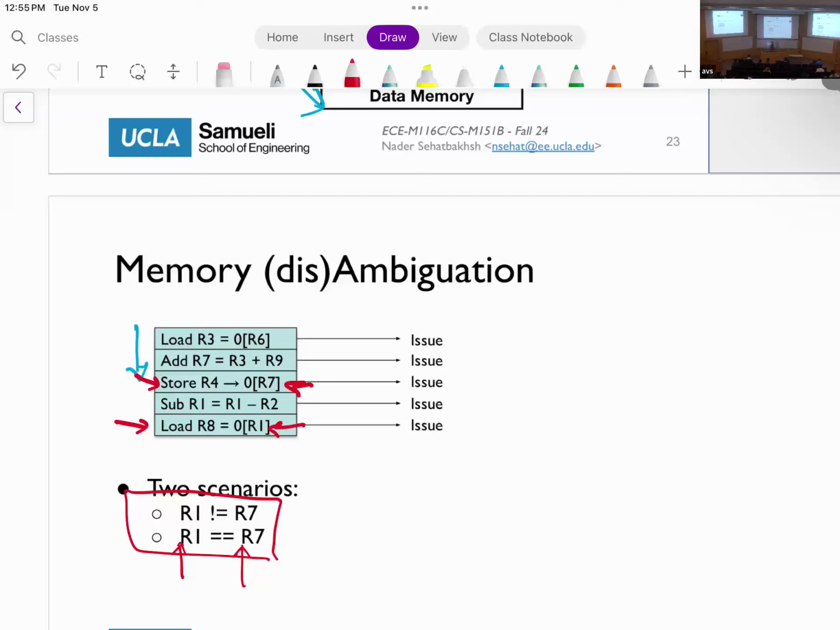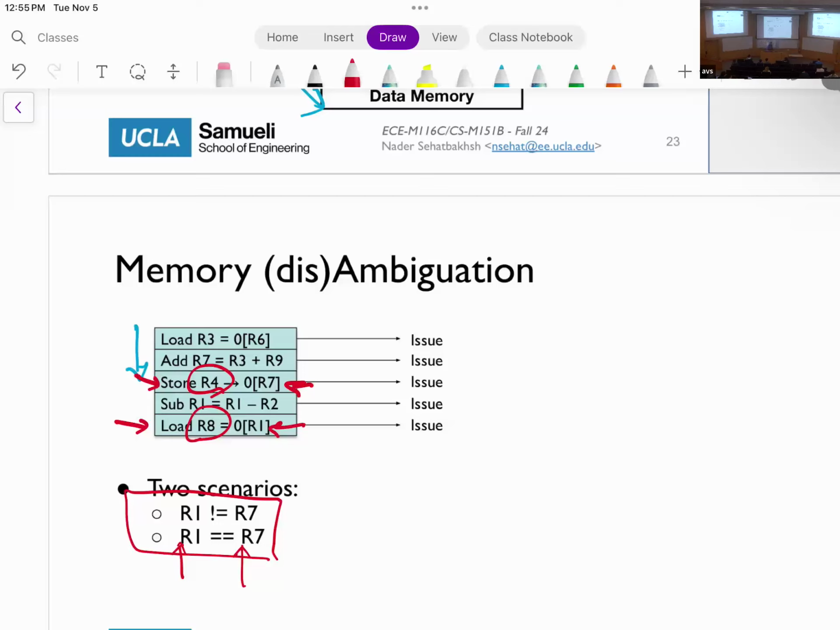Okay? This is what we call memory ambiguation, because depending on the value of R1 and R7, these two stores, these two registers may or may not be dependent on each other. Okay? Because in this case, essentially what happens is that R8 should get the value of R4, but in some other cases, R8 shouldn't get the value of R4. So it's a completely separate address.